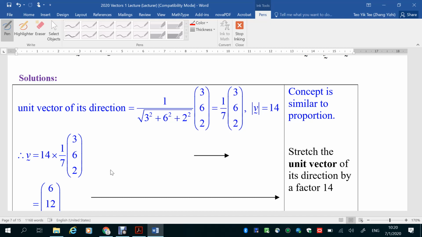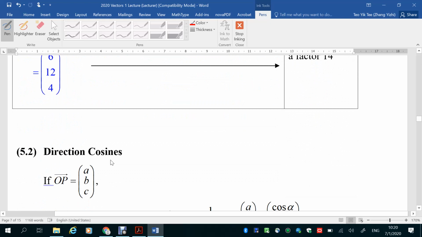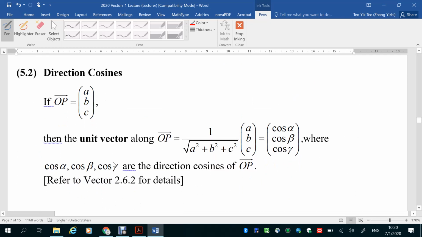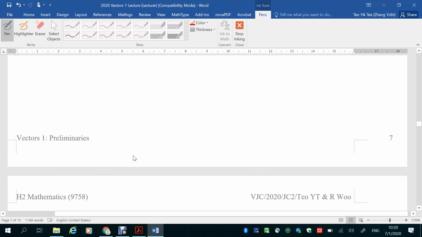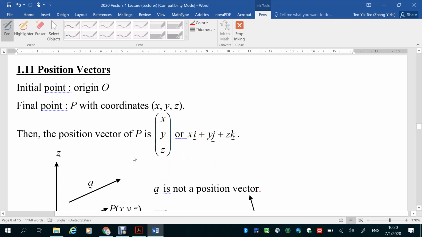Okay, 5.2 directional cosine. Right now, at this point in time, just take it as this is the formula. There will be a section dealing with directional cosine in chapter 2, so we will deal with it later on. Try to understand a bit. This one can be confusing for some people.